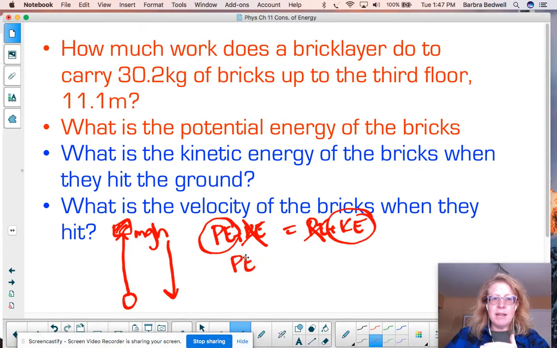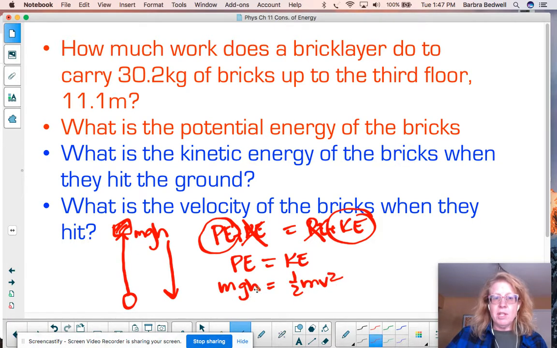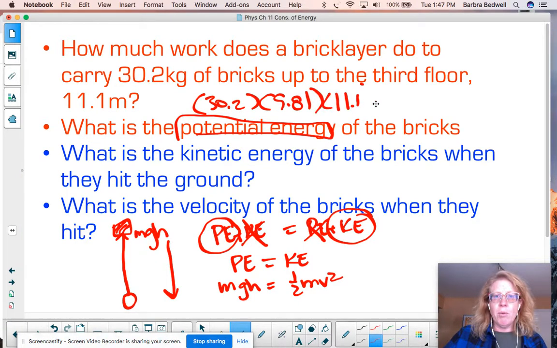What this means is that the potential energy from the top of the ladder is going to be equal to the kinetic energy at the bottom of the ladder. So this is mgh, and this is 1/2 mv squared. If I remember what this value was, and if you did the math on the other one, whatever this potential energy was from earlier, which is 30.2 times 9.81 times 11.1, in joules, that's going to be our kinetic energy. So whatever my initial potential energy was, that's now equal to my kinetic energy at the end. And once I know that value, I can solve for 1/2 mv squared.